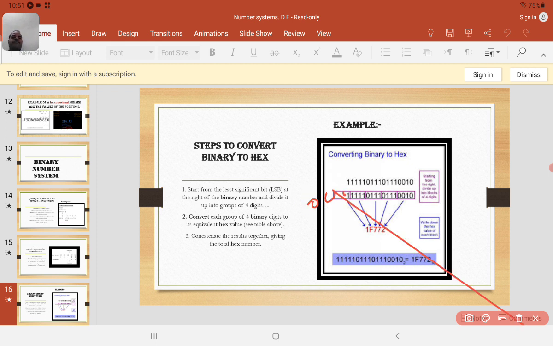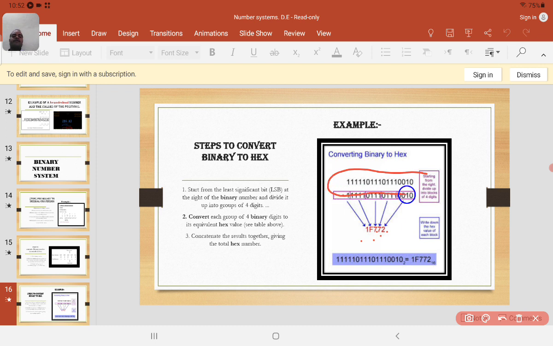With the 3 zeros added, the groups become 0 0 0 1, which is 1, and 4 ones means F, 0 1 1 1 means 7, 0 1 1 1 means 7, 0 0 1 0 means 2. Okay, so like this we convert a binary number into a hexadecimal number. We just have to remember that.